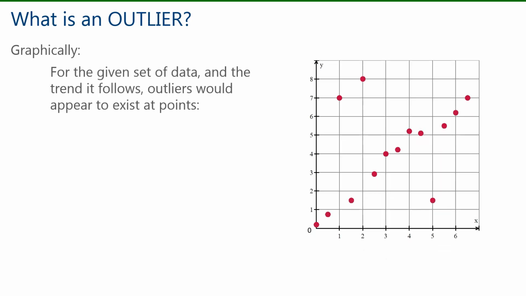If we consider this graphically, a picture sometimes is worth 1,000 words. For the given set of data and the trend it follows, outliers would appear to exist where? I'll give you a second to have a look. We would have an outlier at (1, 7), an outlier at (2, 8), and an outlier at (5, 1.5). These points don't quite fit the trend.